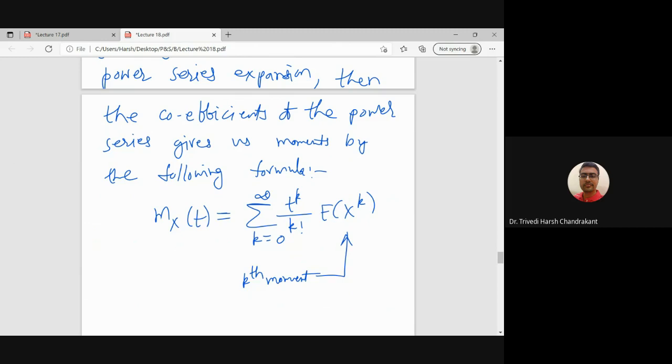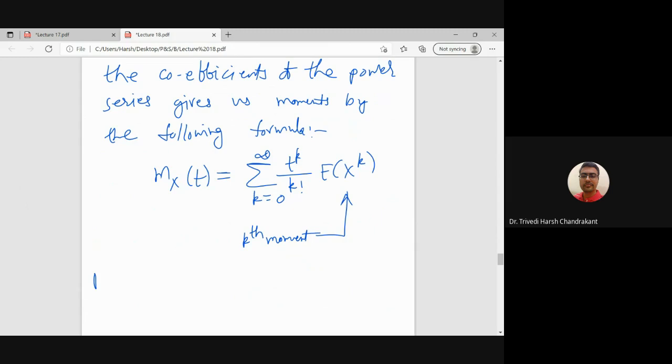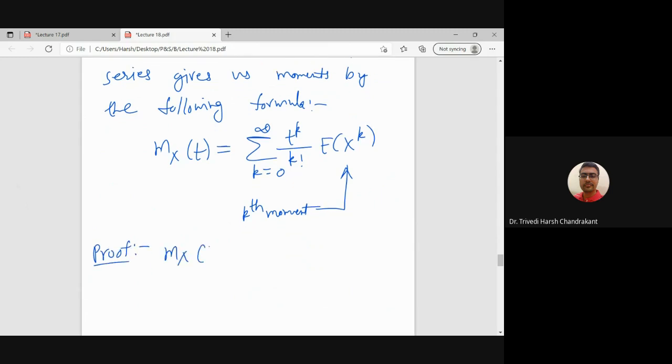So we are going to prove it directly using the expectation definition of the moment generating function. By the definition itself, we will show this. So what is the moment generating function?